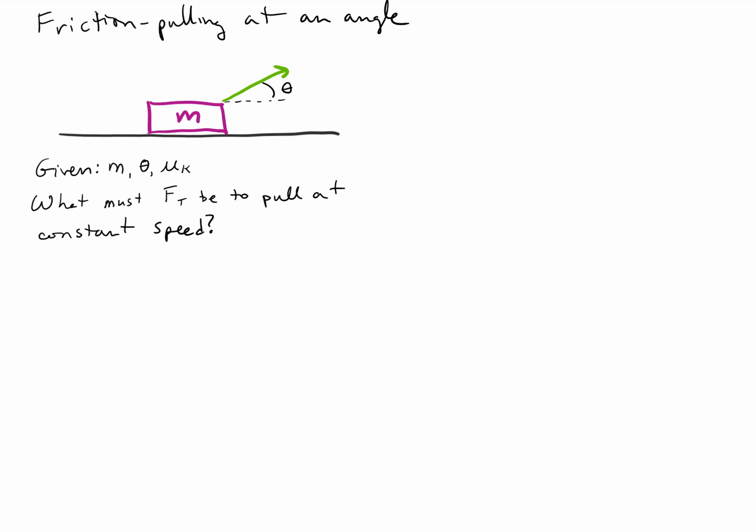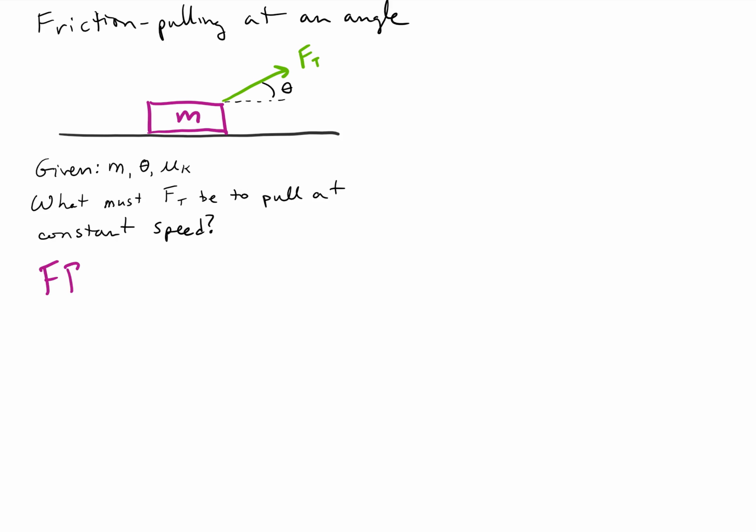Okay, so in the friction lab, there was another tricky calculation, and that was the theoretical prediction of what the tension force should be when you're trying to pull a block of a certain mass at an angle theta with a known friction, where you know the coefficient of friction because you had recently measured it. So what must Ft be to pull at a constant speed?